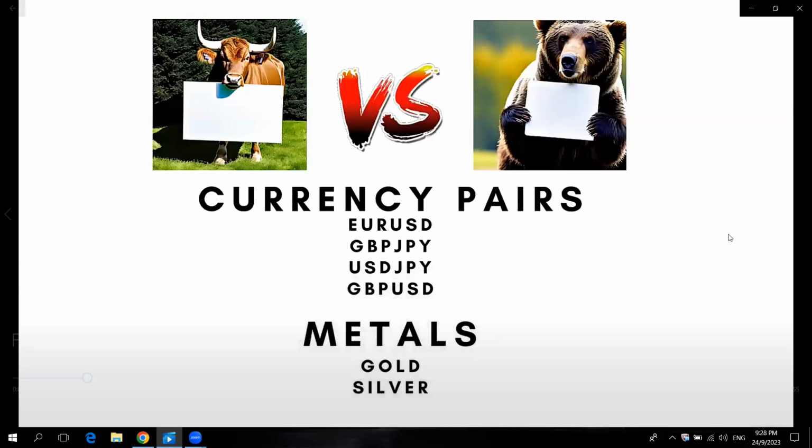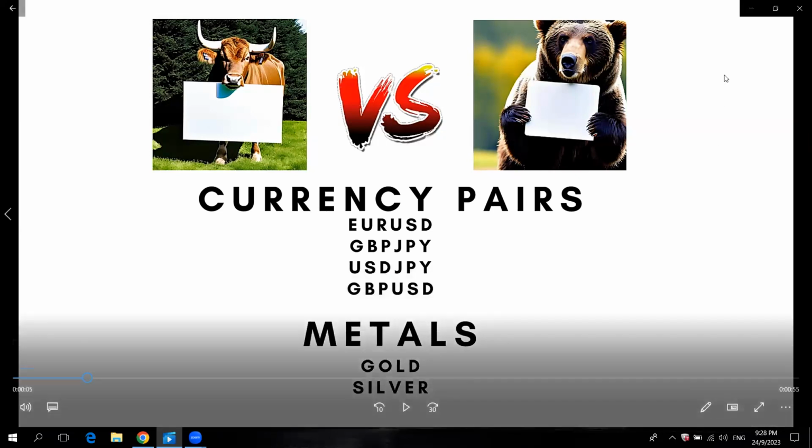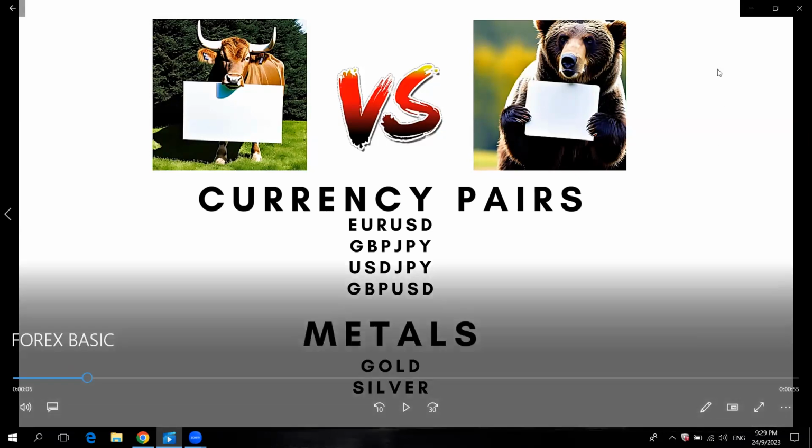The basics is the currency pairs. I'll be talking about the currency pairs, and also about metals such as gold and silver. When we look at currency pairs, there are a lot of pairs such as Euro USD, GBP JPY, USD JPY, GBP USD, and so on. Okay, what does this mean?